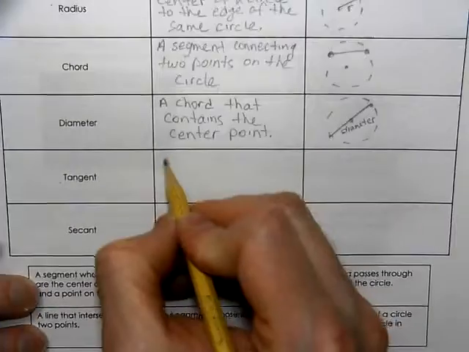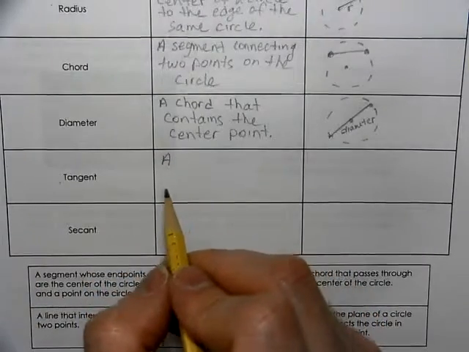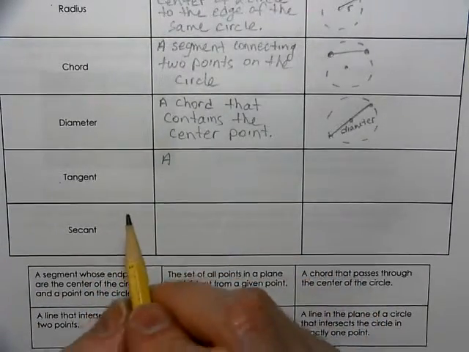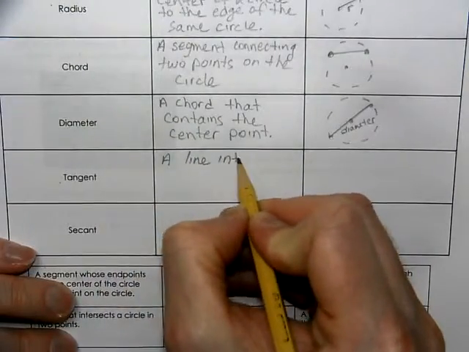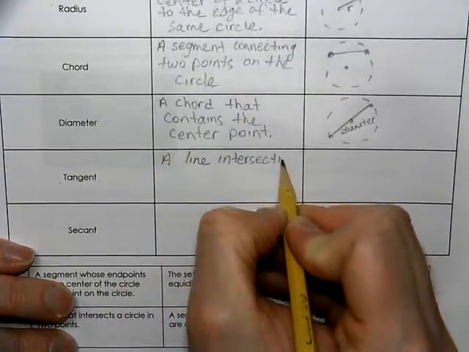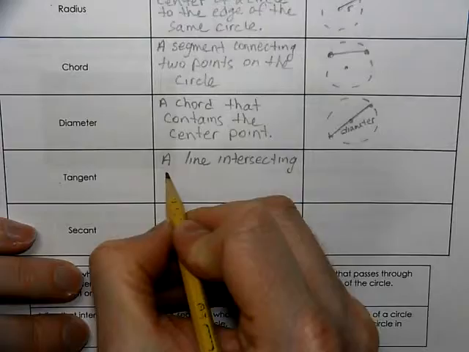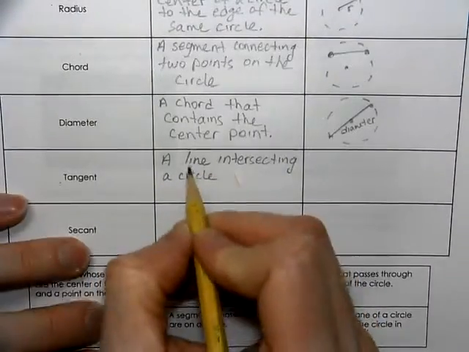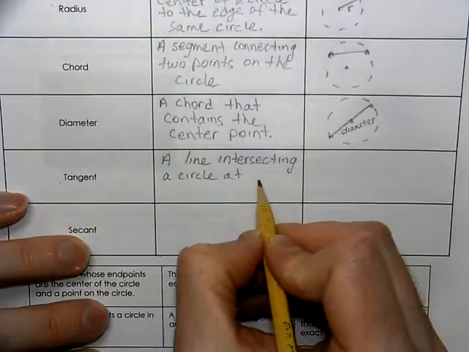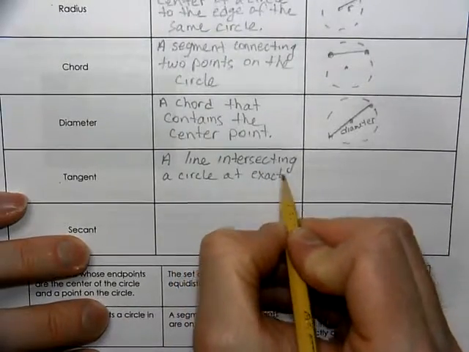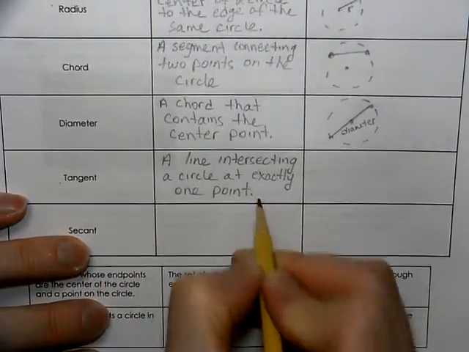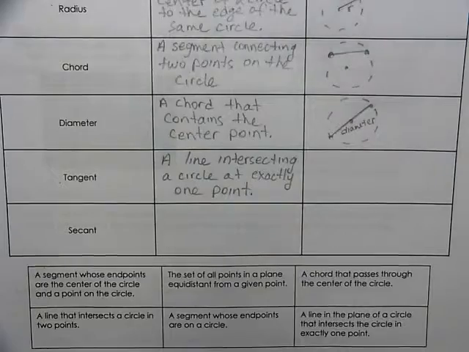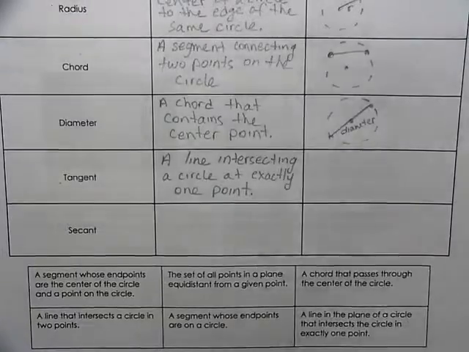A tangent. Now, we've talked about tangent in SOHCAHTOA, but this is a little bit different. It's a line intersecting a circle at exactly 1 point. So if it's a line, that means it goes forever in both directions. How could it possibly touch a circle in only 1 point?